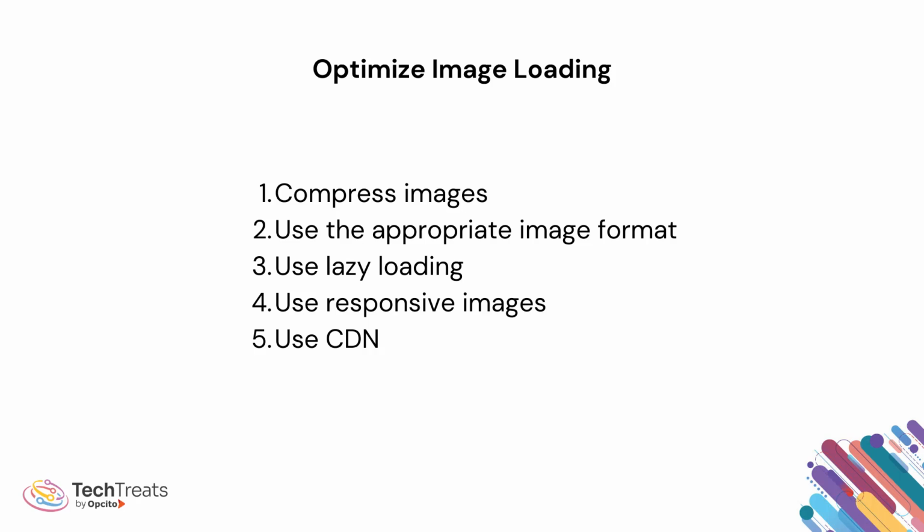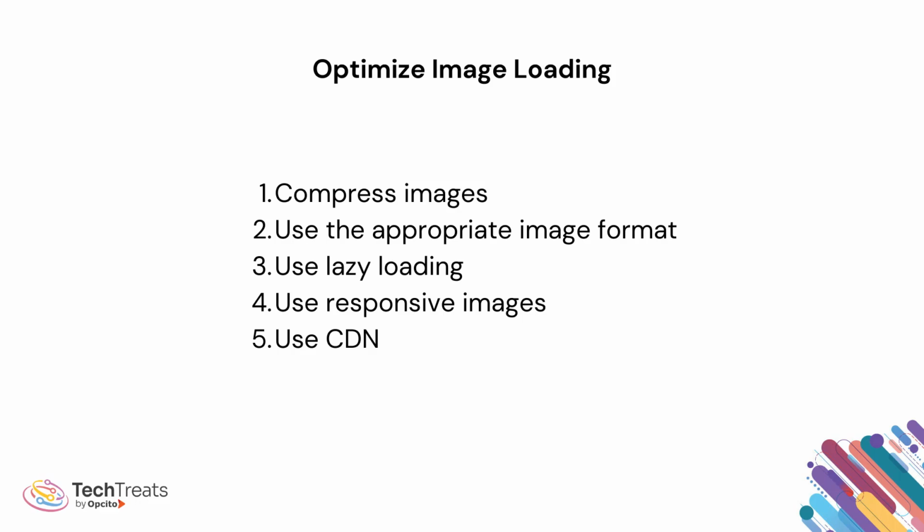And the third one is use lazy loading. Lazy loading is a technique that allows you to load images only when they are needed. This can significantly reduce the initial load time of your web page. You can use third-party libraries like React Lazy Load to implement lazy loading in your React application. Fourth one is use responsive images. Responsive images can help you load smaller images on smaller devices and large images on larger devices. This can help you improve the loading time of your web page on different devices.